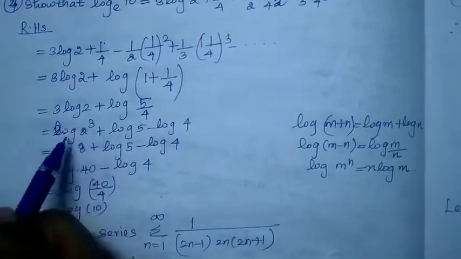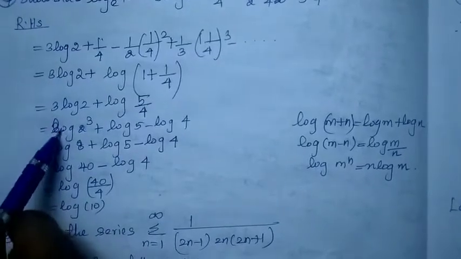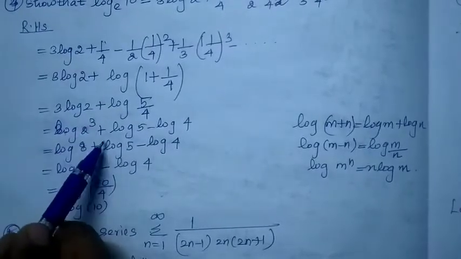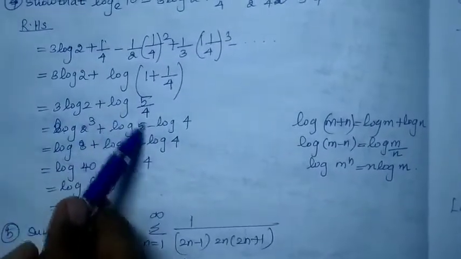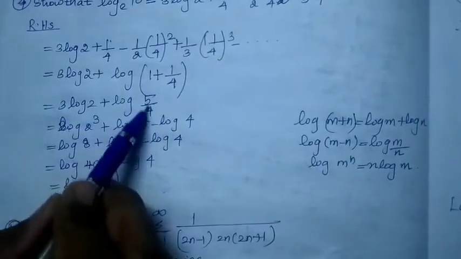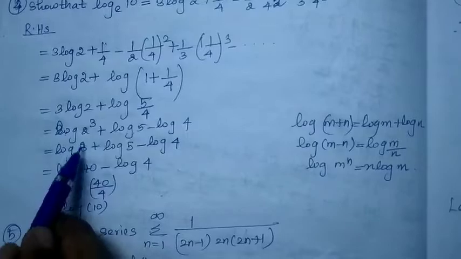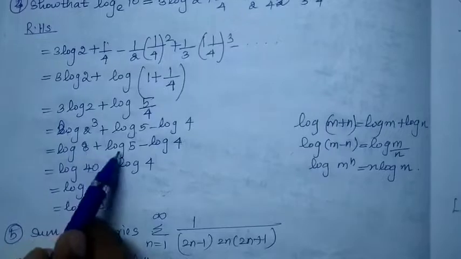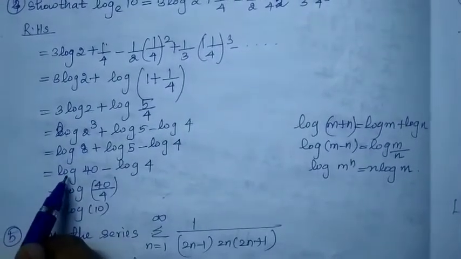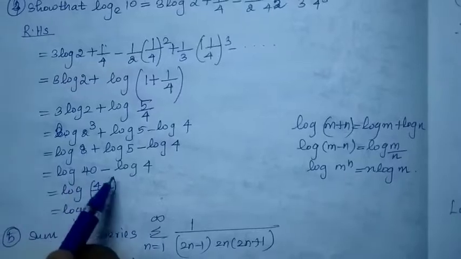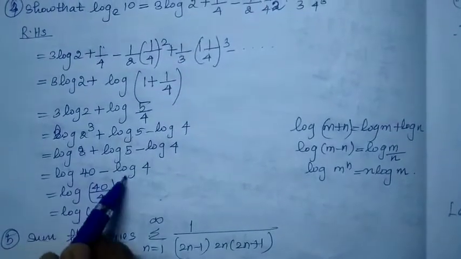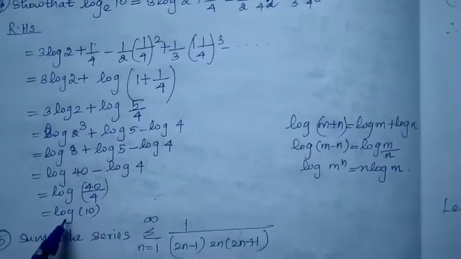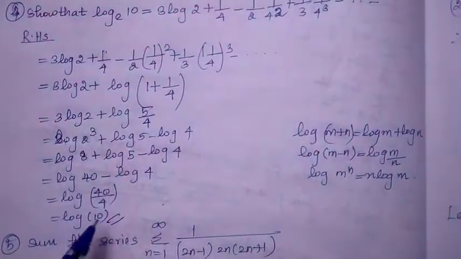Already we have 3 log 2. By applying the power rule, you can write this as log 2 power 3. m log n can be written as log n power m, plus log 5 minus log 4. You can apply the rule, that is log m by n equal to log m minus log n. So 2 cube is 8, log 8 plus log 5 minus log 4, right? Log m plus log n can be written as log mn, that is 8 into 5, that is 40, minus log 4. Log m minus log n equal to log m by n. So 40 by 4 equal to 10. So this is your left hand side. This is the answer for this problem.